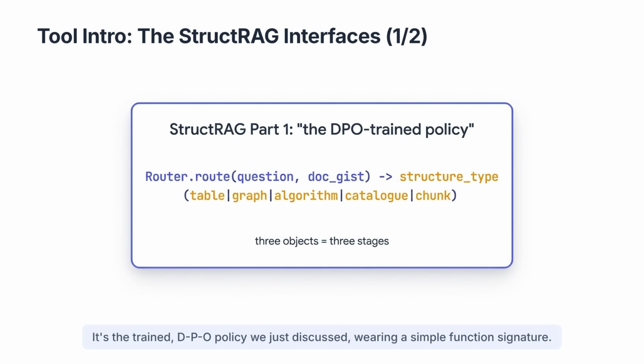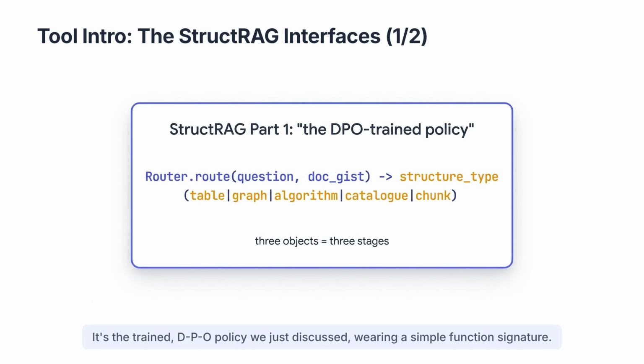The other two are just as tidy. The structurizer has a structurize method, the retrieved text plus the chosen structure type in, a populated structured object out, your filled table or graph. The utilizer has a utilize method, that structured object plus the original question in, the final answer out, doing the decompose, lookup, fuse dance inside. Three methods, one clean chain. Now we can read the code without surprises.